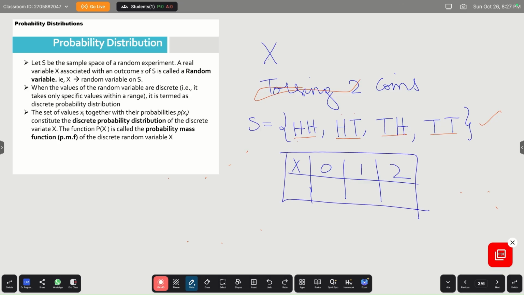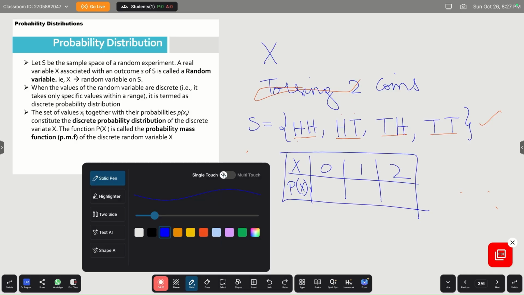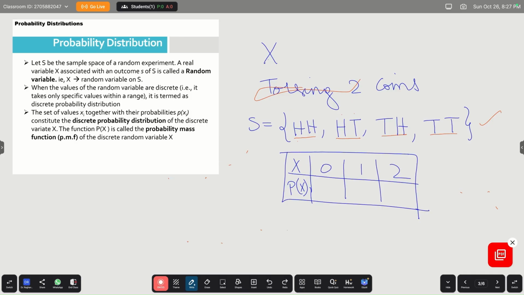Now what is the probability that x takes a particular value? We need to calculate the probability that x takes the value 0, because x is taking three values 0, 1 and 2. For all these cases there will be a probability. Now what is the probability that x takes the value 0?